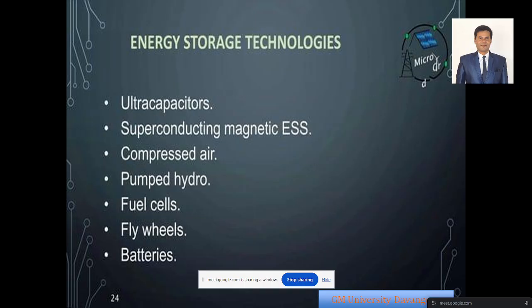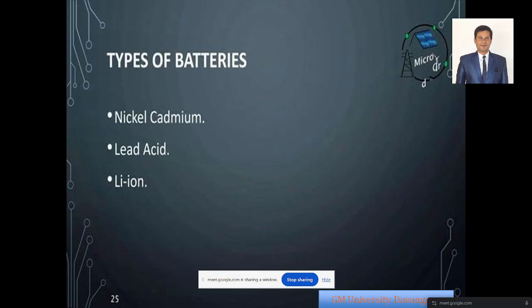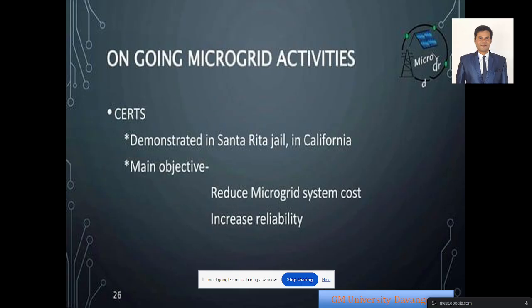Energy storage technologies we have: ultracapacitors, superconducting magnetic energy storage, pumped hydro storage, flywheels, and the various types of batteries. Regarding ongoing grid activities, many people are demonstrating their own projects, for example in California. The objective is to reduce the microgrid system cost and increase reliability. These are the ongoing projects.